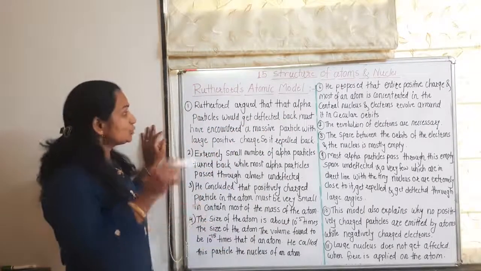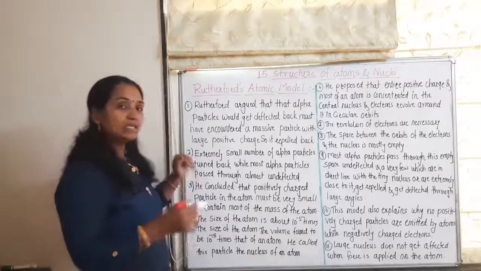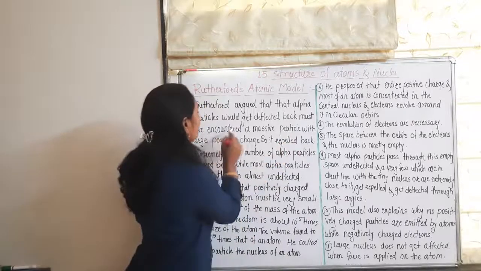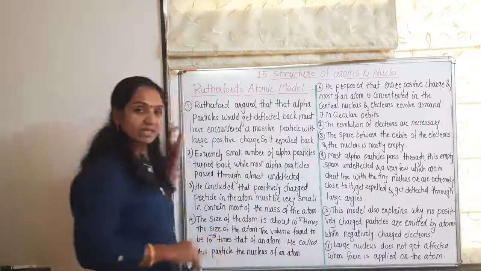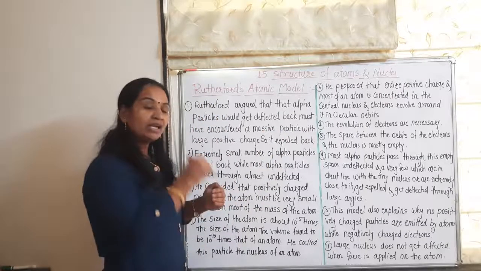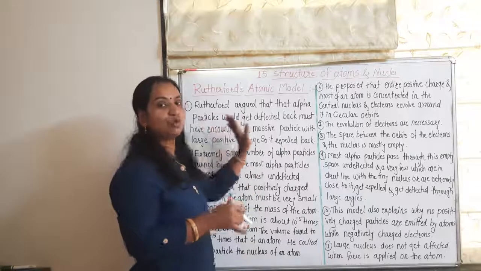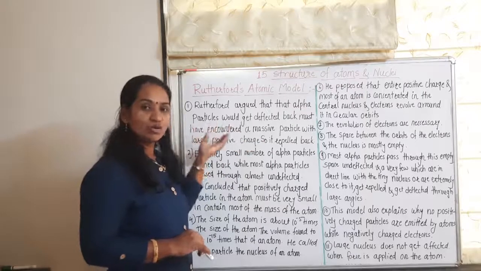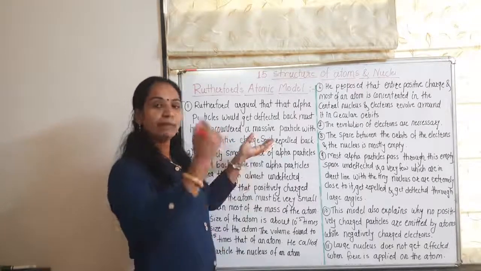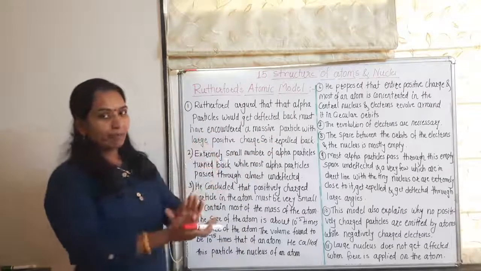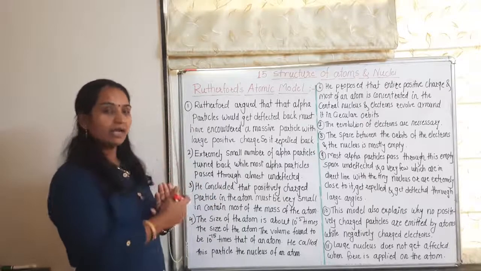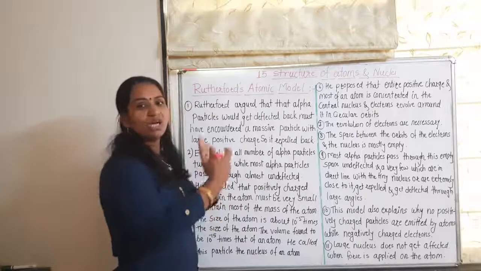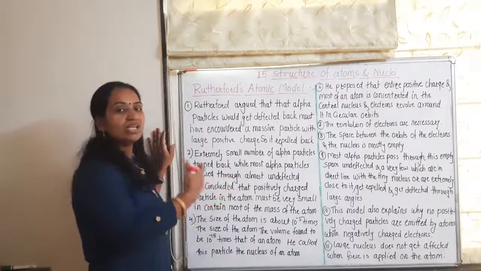Rutherford argued that alpha particles would be deflected back because they must have encountered a massive particle with large positive charge, so they were repelled back. A very small number of alpha particles are repelled back, and most of the alpha particles pass through undeviated.